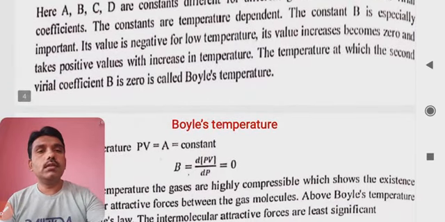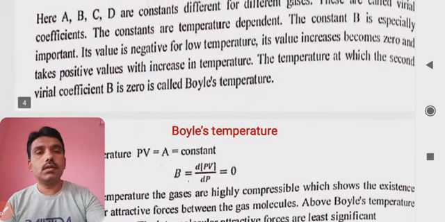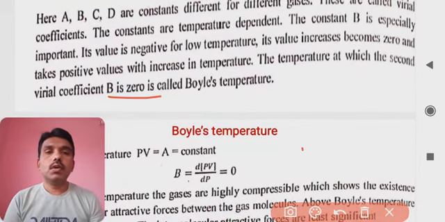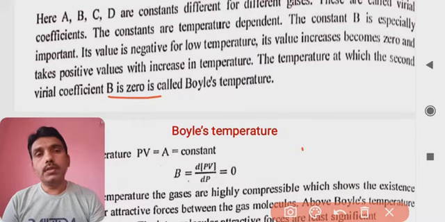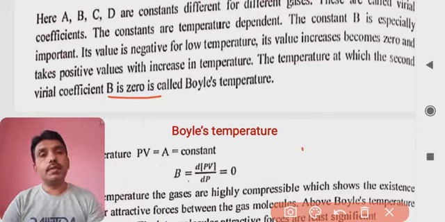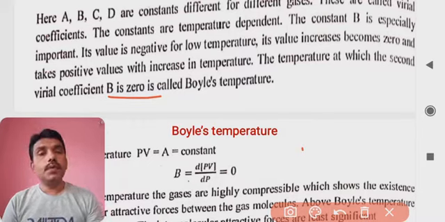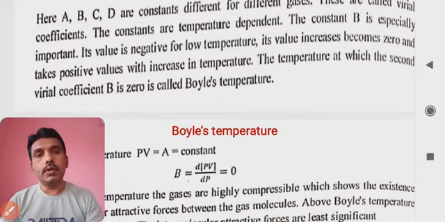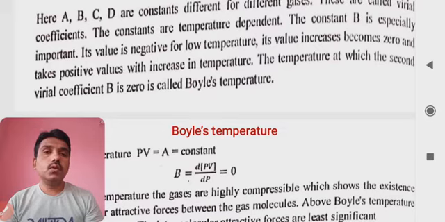And these variables are going to be zero. That B is zero is called your Boyle's temperature, where B becomes zero, and PV and P remain constant at that stage. That is what exactly we are interested in, that Boyle temperature. Pressure and volume are going to be constant.